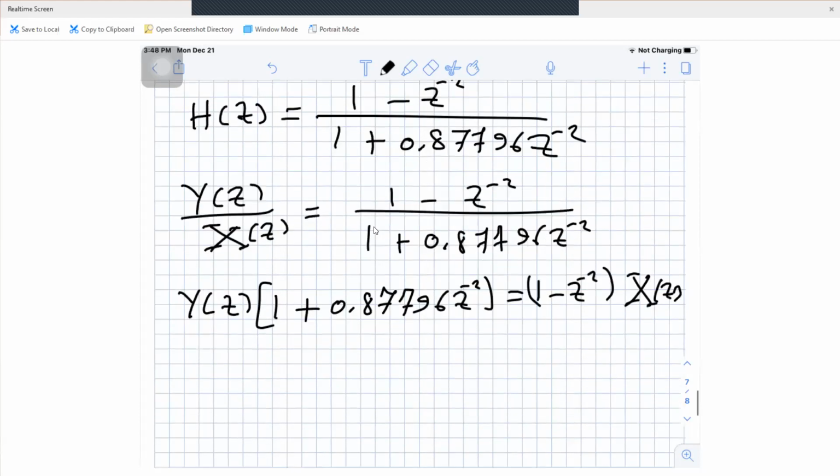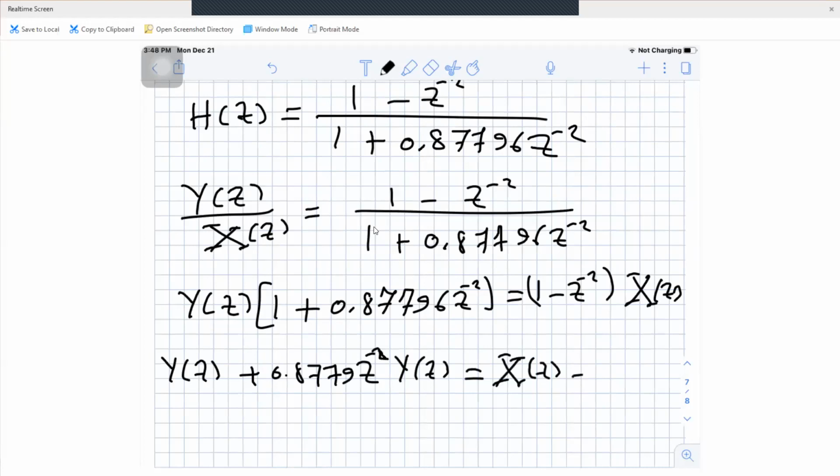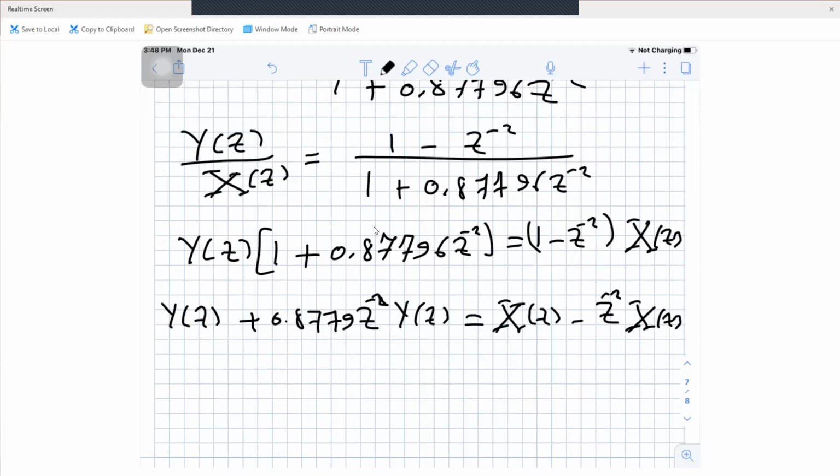Now, expand the brackets. Now it will be Y of z plus 0.8779 z^-2 Y of z equals X of z minus z^-2 X of z. Now you can determine the difference equation by the inverse z transform.